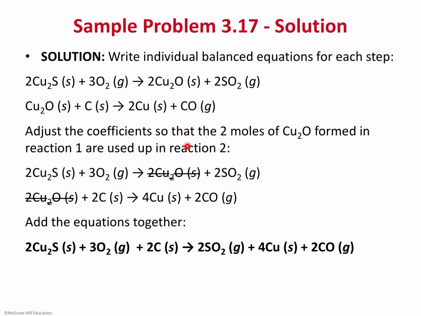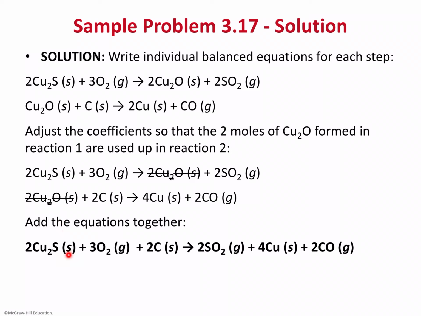Adjust the coefficient so that the 2 moles of copper oxide formed in reaction 1 are used up in reaction 2. So we're going to multiply this whole equation by 2. So this is the first reaction and this is the second one. You multiply it by 2: 2 copper 1 oxide, 2 carbon, 4 copper, 2 carbon monoxide. And now you can add these two together. When you are adding, this is a product, this is a reactant, so they can be cancelled.